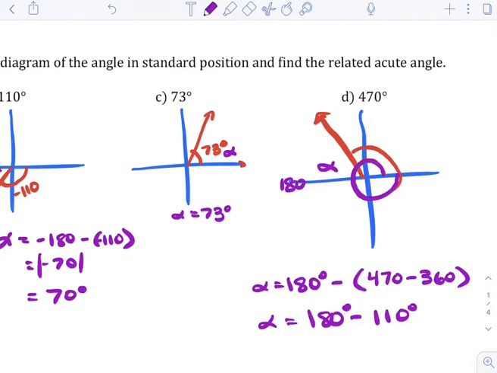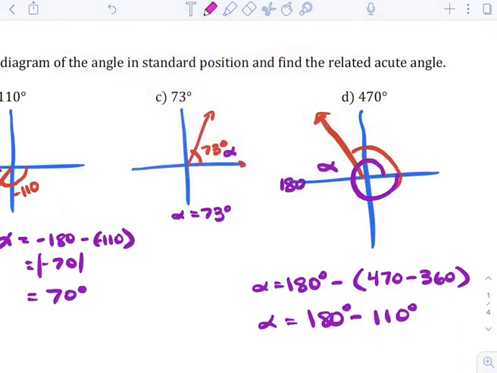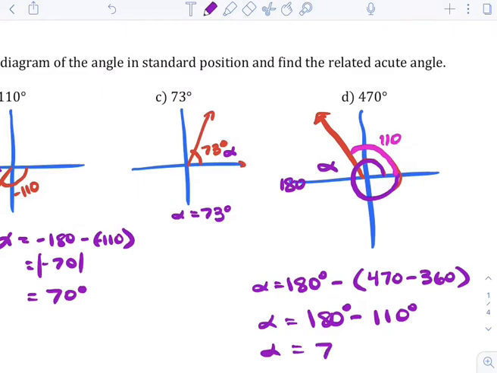So what does that mean? That means that our terminal arm continued another 110 degrees after it passed the starting spot. So all I'm doing is finding the difference between 180 and 110, and we get a related acute angle in this case of 70 degrees. Like so.